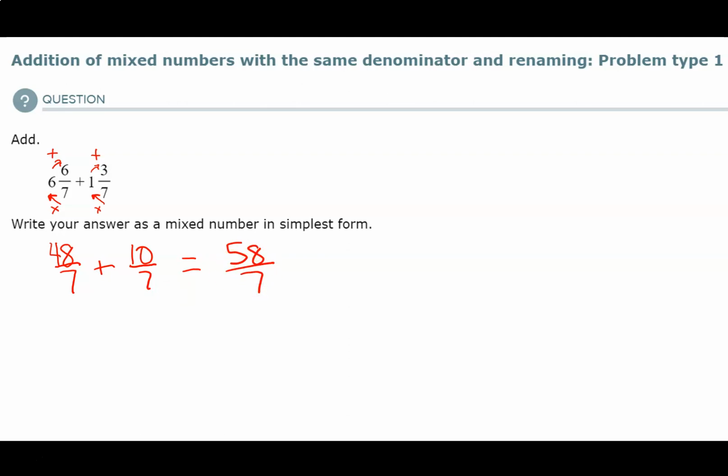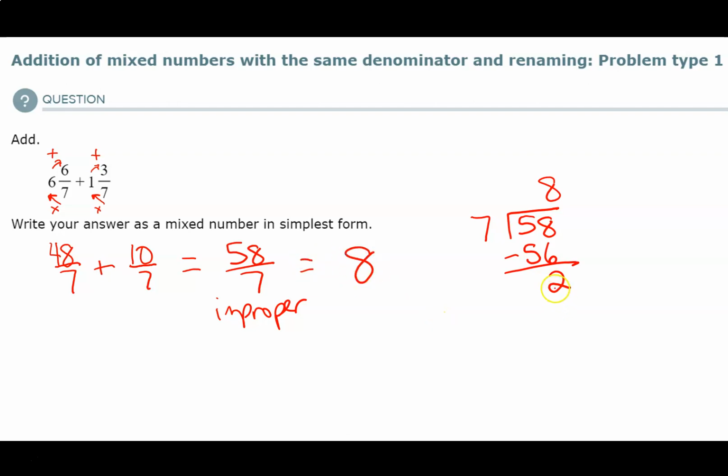Okay, now please don't stop there because it says write your answer as a mixed number in simplest form. This is improper. Okay, so we want to figure out how many times 7 goes into 58. 7, 14, 21, 28, 35, 42, 49, 56. 8 times 7 makes 56. So I have 2 left over. This will be 8 and 2 sevenths. Okay? 8 and 2 sevenths.